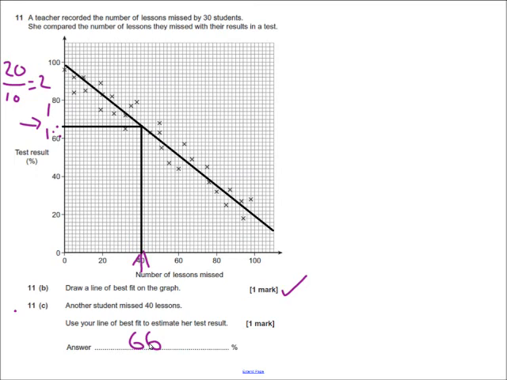And there is a bit of leeway in the answer depending on where your line of best fit is, but it's not massive because it roughly goes between 62% and 70%. So if you're outside of those, you will drop the marks because your line of best fit is not in the correct place.